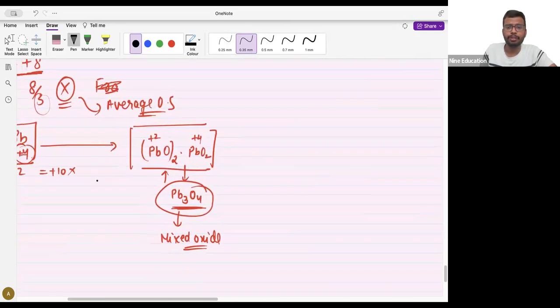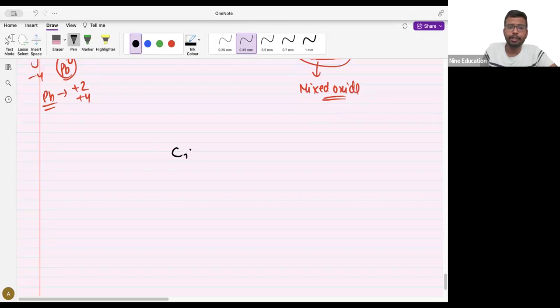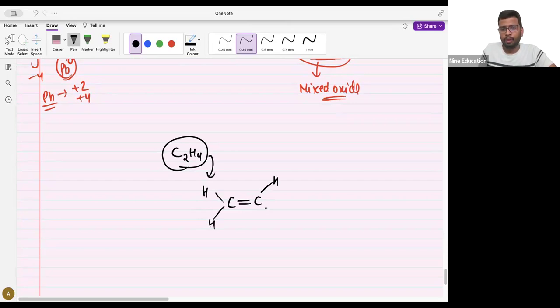See, for C2H4 you have C2H4. You all know its name, ethene. Out of carbon and hydrogen, which one will have negative charge? See, the electronegativity of hydrogen is 2.1, but of carbon is 2.5. So which one will have negative charge? The more electronegative will have the negative charge.